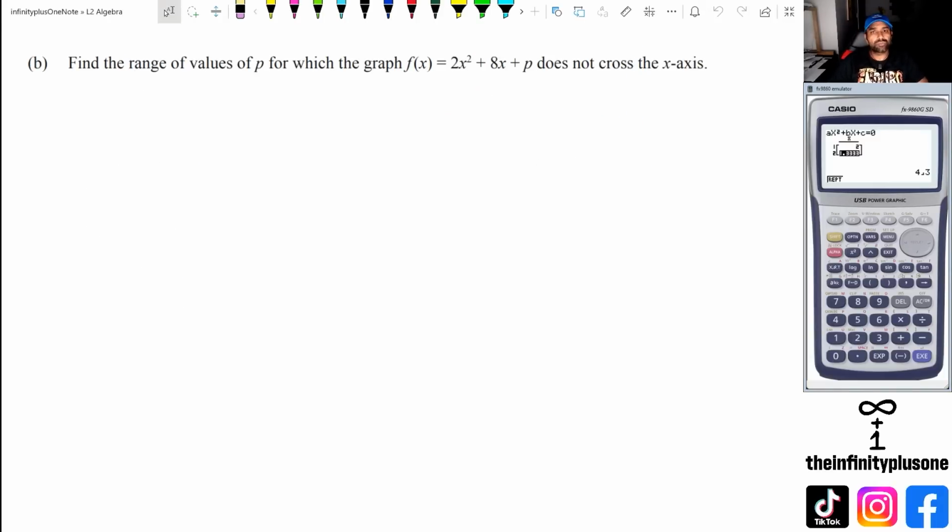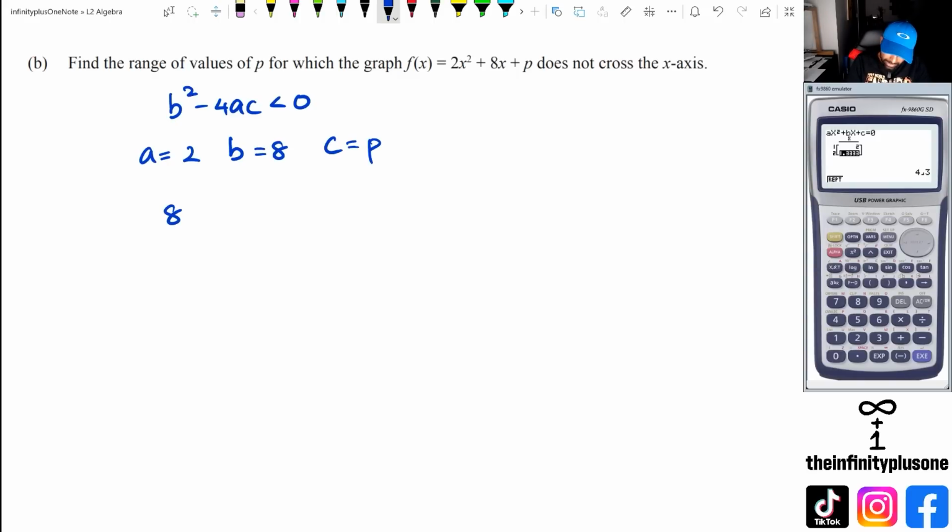Okay, so for question B, we've got: for what values of p does this quadratic not cross the x-axis? If it doesn't cross the x-axis, then the discriminant has to be negative. So we're going to put that as b squared minus 4ac has to be less than 0. With that in mind, we've got a is equal to 2, b is equal to 8, and c is equal to p. So we've got 8 squared minus 4 times a, which is that, times p has to be less than 0.